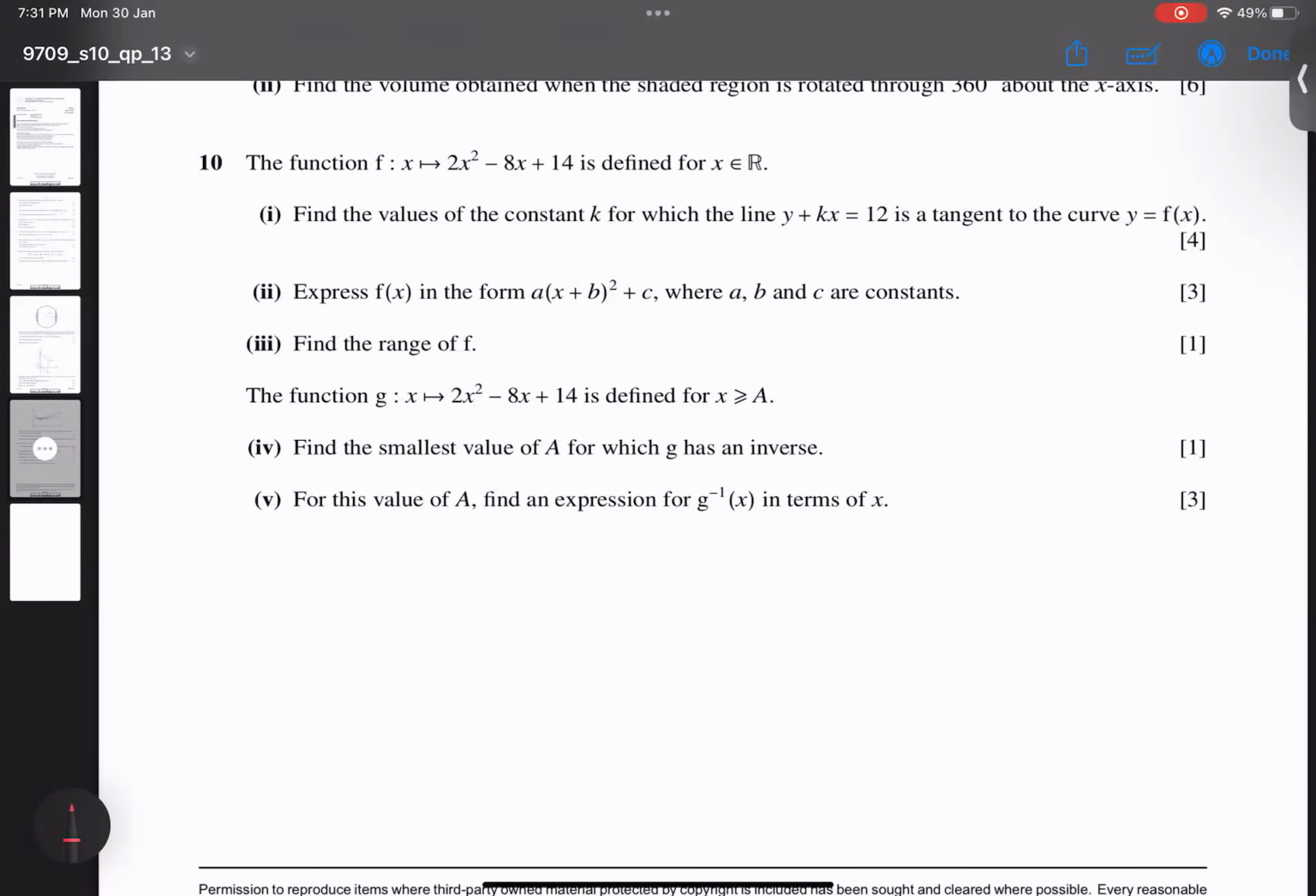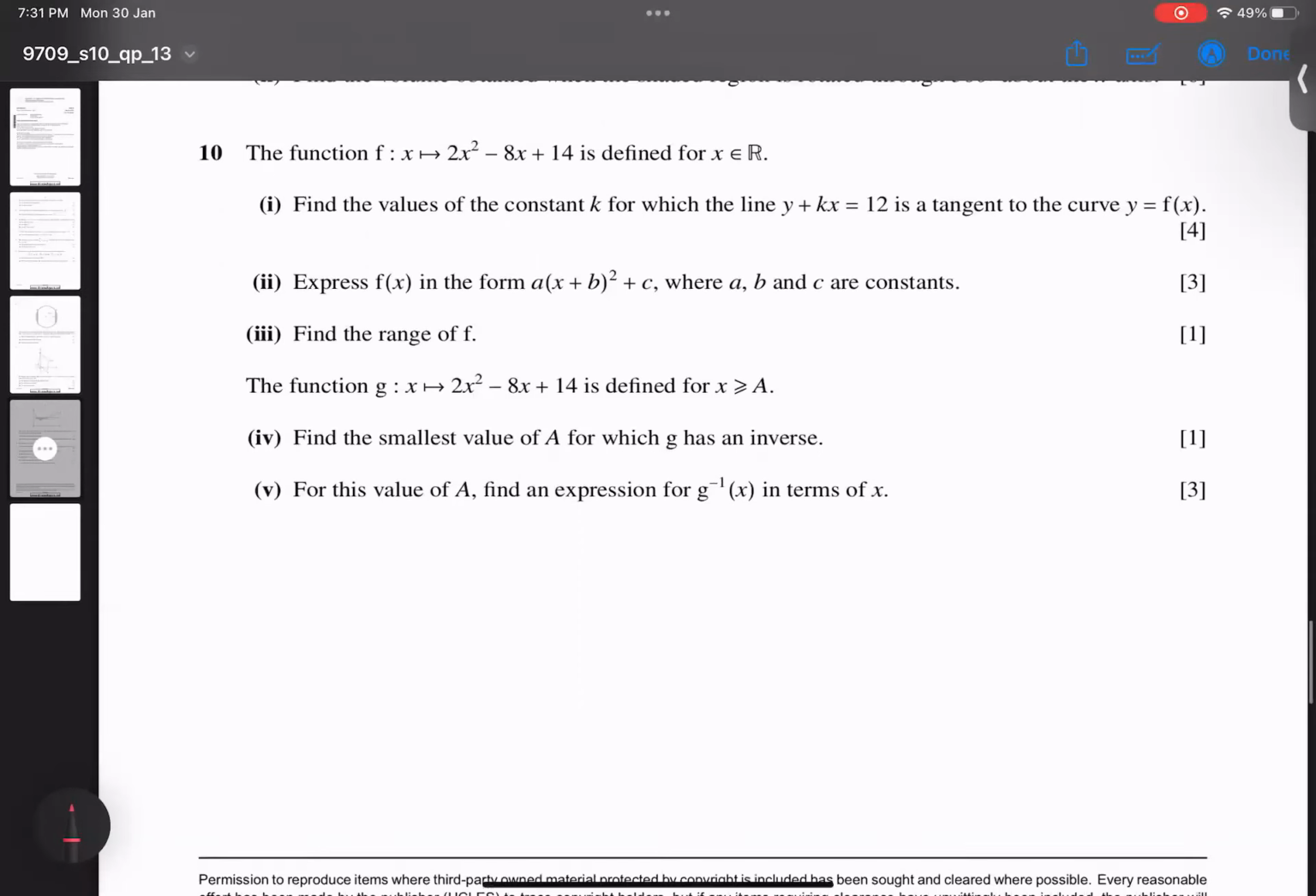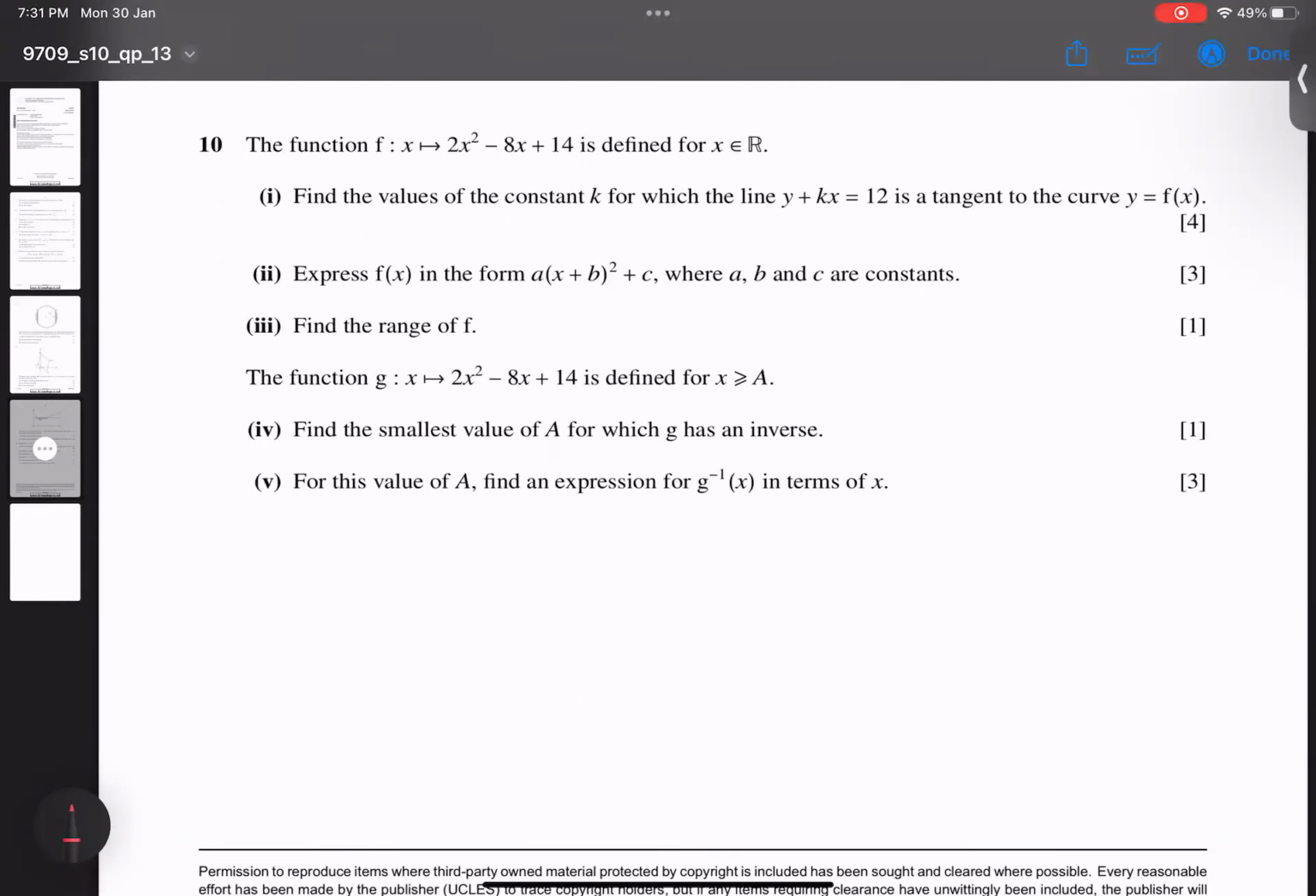Bismillah ar-Rahman ar-Rahim. This is a June 2010 variant 13, question number 10. The topic is functions, AS level.